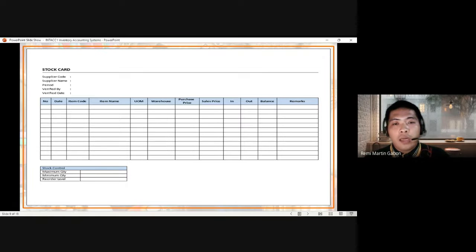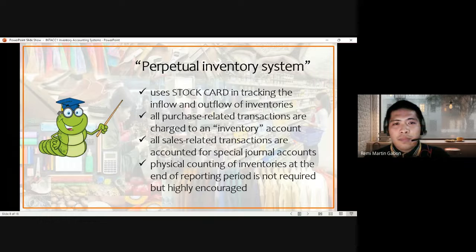So, yan yung usage ng stock card. With the use of stock card, ayan, physical counting will no longer be required for perpetual inventory system. Although physical counting is highly encouraged for entities using perpetual inventory system. But because again, if we're going to strictly follow the stock card, we can already know how much is the balance of the inventories, the cost of the inventories, or how many units of inventories remaining in those shelves or in the warehouse, for example.